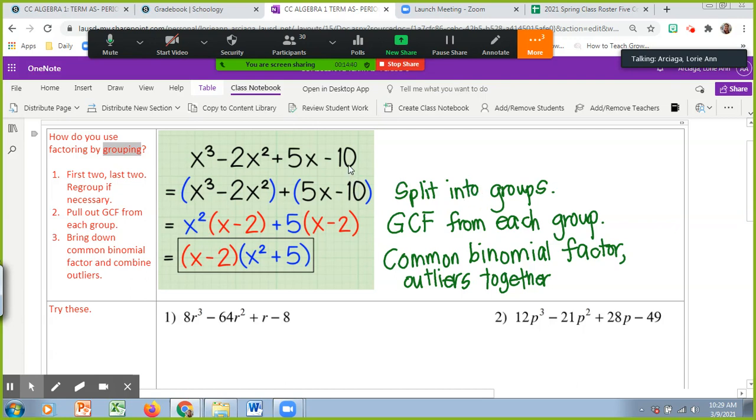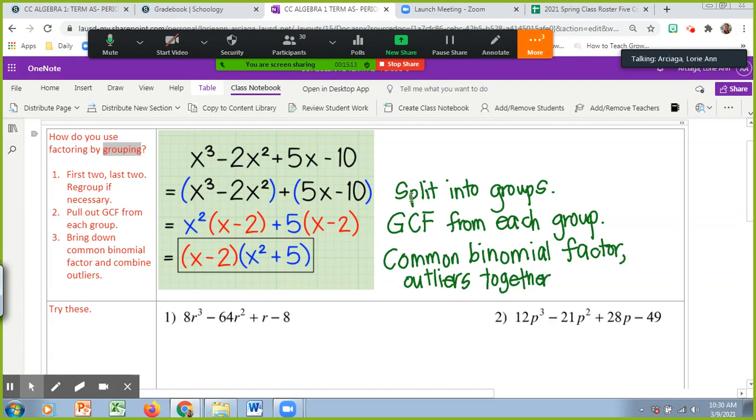So first is, when do you use factoring by grouping? Because we've been factoring so many times already, but how do you know when to use factoring by grouping? You use factoring by grouping if there are 4 terms. 1, 2, 3, 4. So factoring by grouping can be used when you have 4 terms.